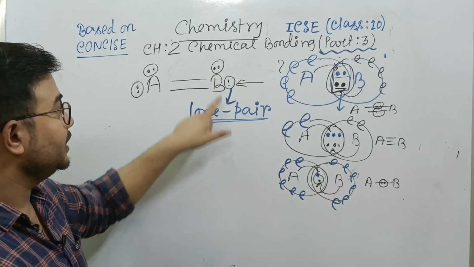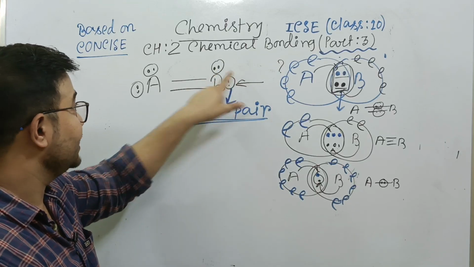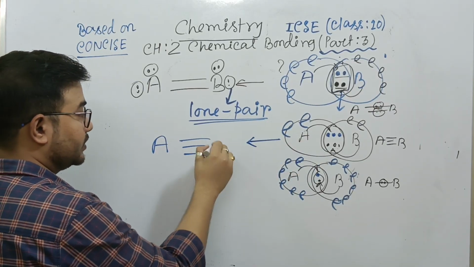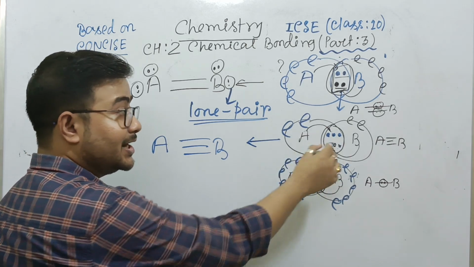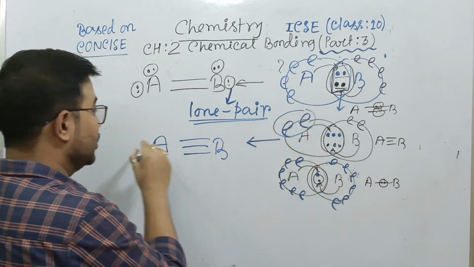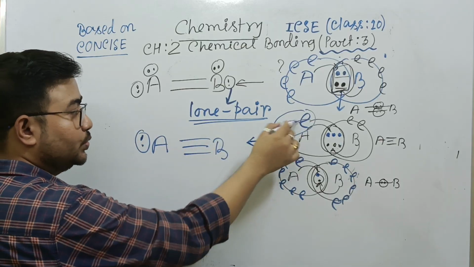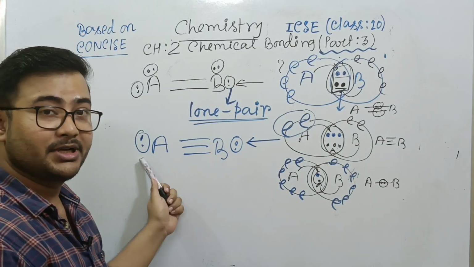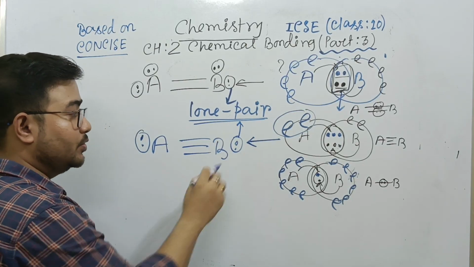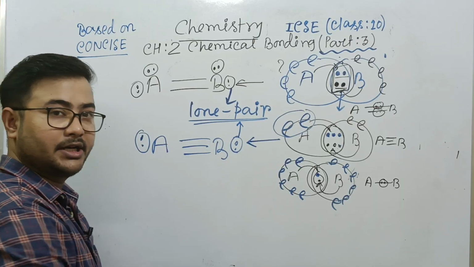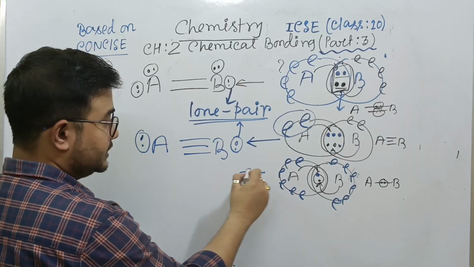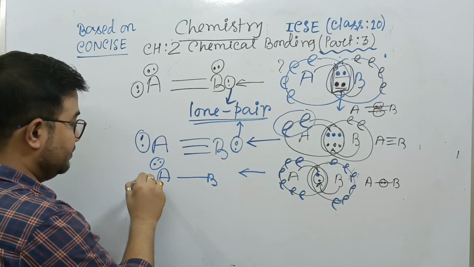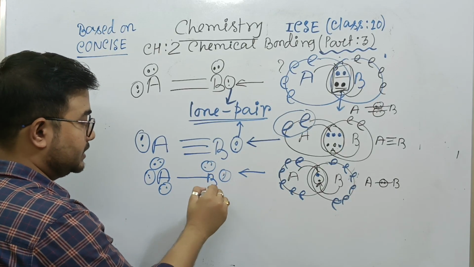Here how many lone pairs? 2 pairs, and here also 2 pairs. Now here how many bonds? 3, because there are 6 shared electrons. The unshared electrons here are 2, that is 1 pair. Here also 1 pair. So how many lone pairs are present? One lone pair is contained by B, another lone pair is contained by A. Now here how many lone pairs? Single bond between A and B, but how many unshared electrons? 6, and 6 means 3 pairs. Do you understand?